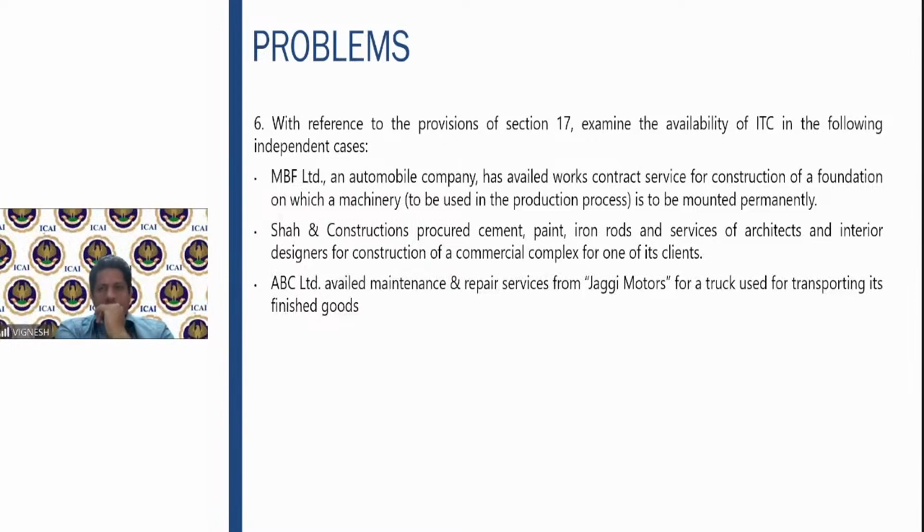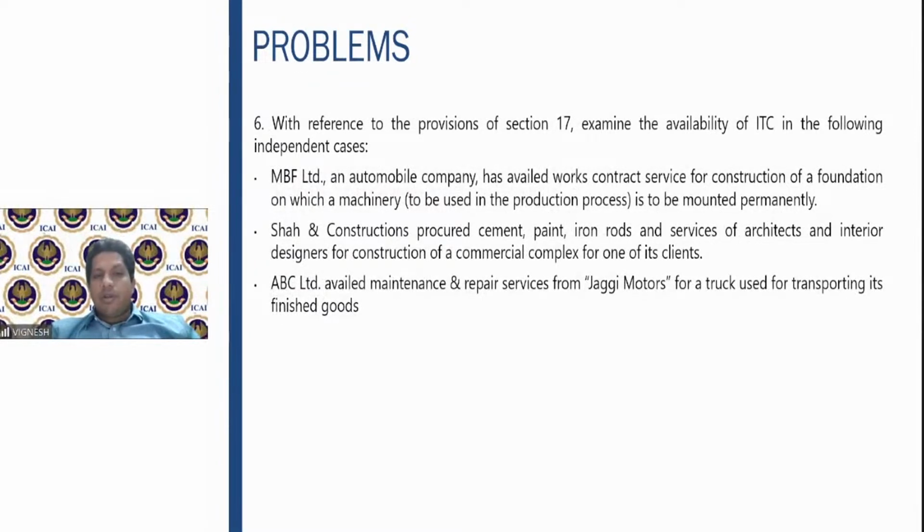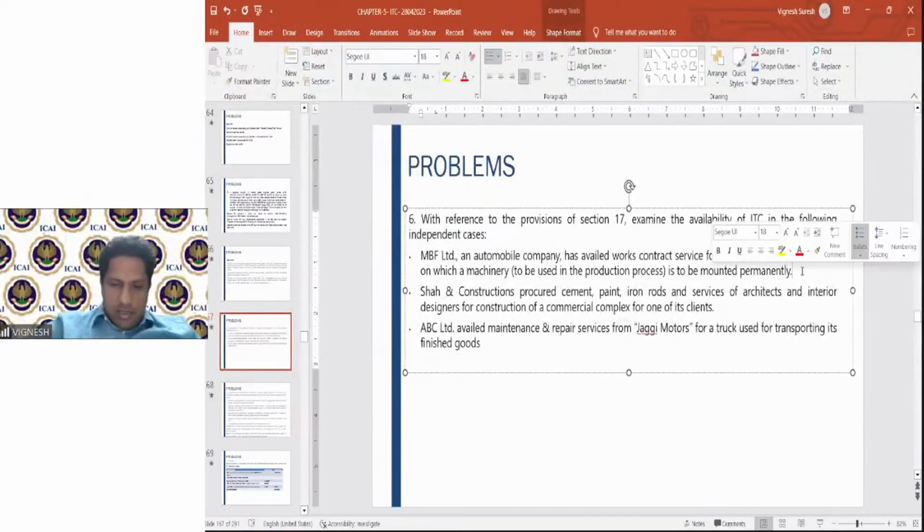First one, MBF, works contract service for construction of foundation on which machinery can be mounted permanently. So whether this is plant and machinery, look at the explanation given. It clearly says plant and machinery covers the foundation for permanent machinery. It has all the characteristics of plant and machinery. So if the works contract is towards construction of plant and machinery, definitely the input tax credit is allowed. Only if the works contract service is for construction of a building other than plant and machinery, then it is not allowed. So here it will be allowed since it is plant and machinery.